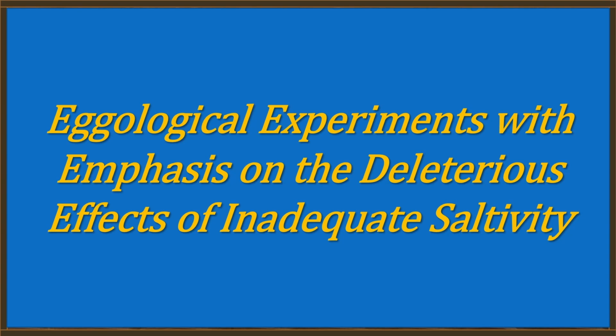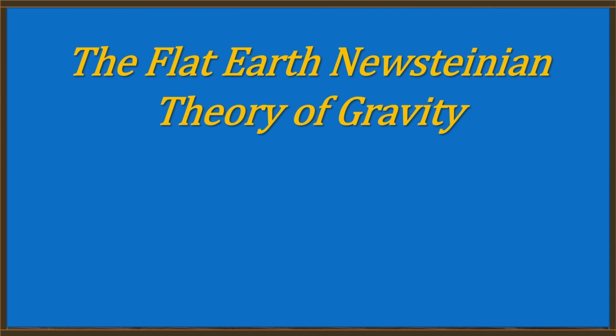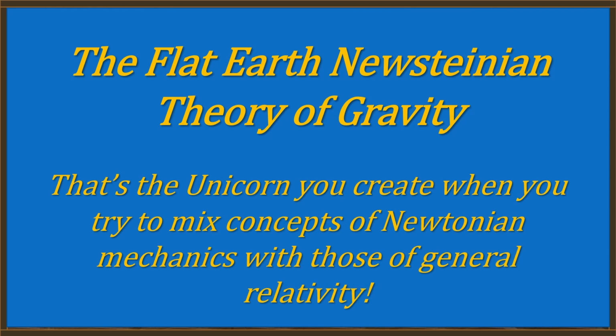Okay, I think we get the idea. Let's move on to gravity, because that's what this is really all about. This is about the flat earth Newtonian theory of gravity. What is that? Well, that's the unicorn you create when you try to mix concepts of Newtonian mechanics with those of general relativity. And this is a favorite flat earth trick. They love to take parts of one theory and try to shoehorn it into the other theory. Let me tell you what I'm talking about.